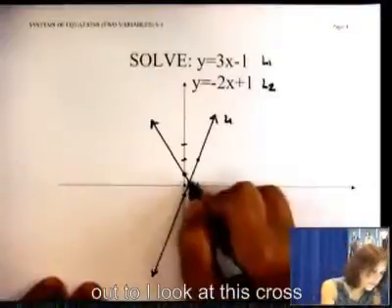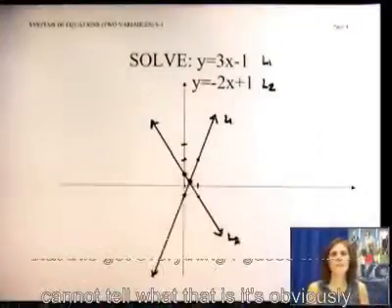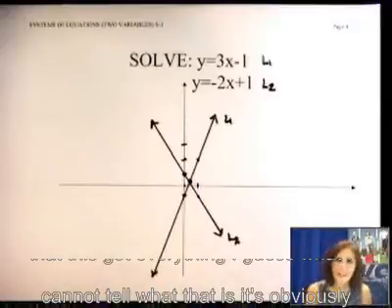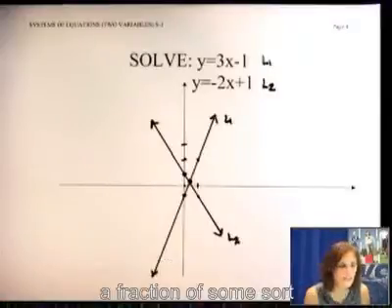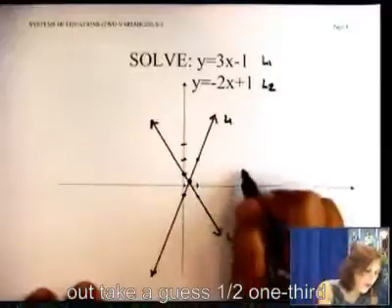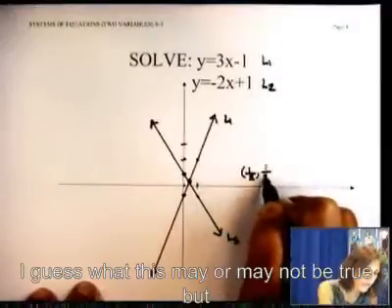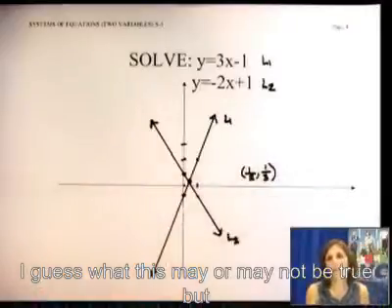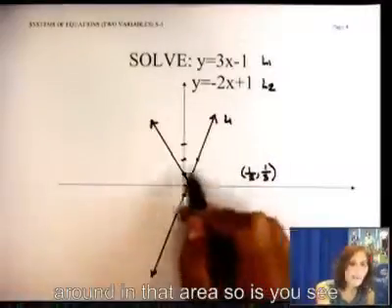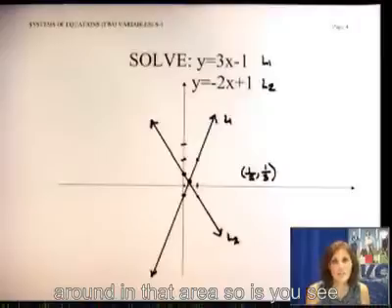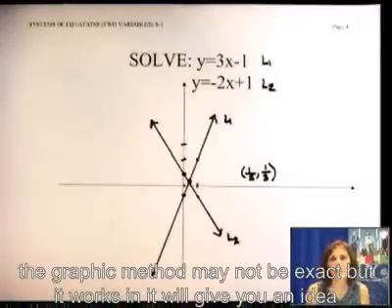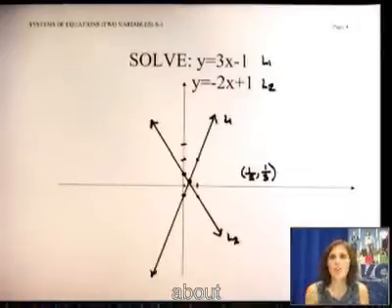Now look at this dot in there. Guess what? I really cannot tell what that is. It's obviously a fraction of some sort. I'll take a guess: 1/2 and 1/3. And guess what? This may or may not be true. But I am around in that area. So as you see, the graphing method may not be exact, but it works and it will give you an idea about where your solution is.